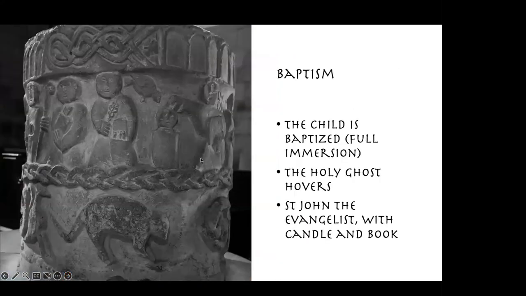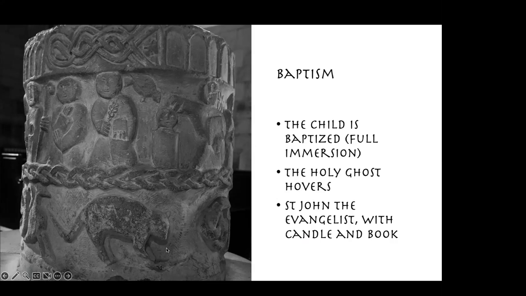Here we have baptism, and this rather glum child is being totally immersed in the font. Here is the Holy Ghost, the dove. Here is a candle and a book. Now, I'd suggest that means that figure is John the Evangelist, who brought the light of Christianity, and he's always shown carrying a book. And that light of Christianity would be lighting on that child at baptism.